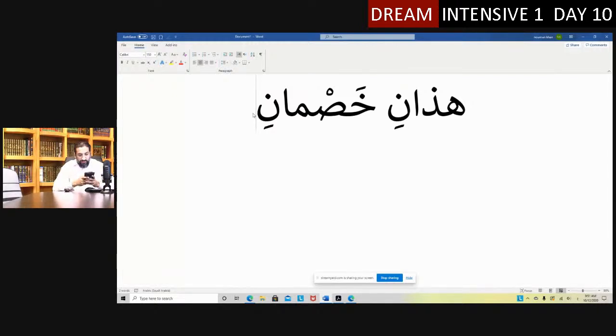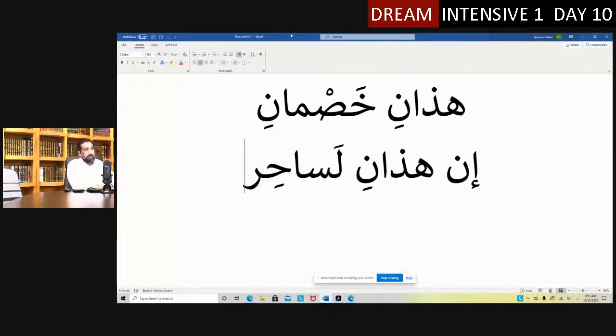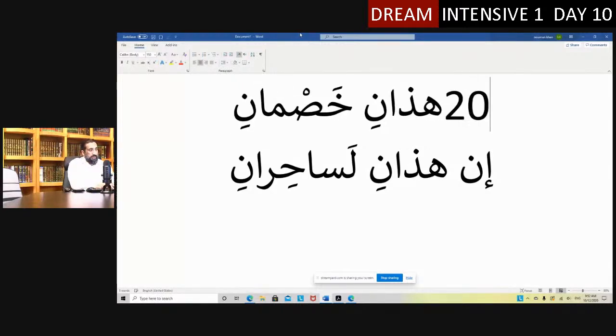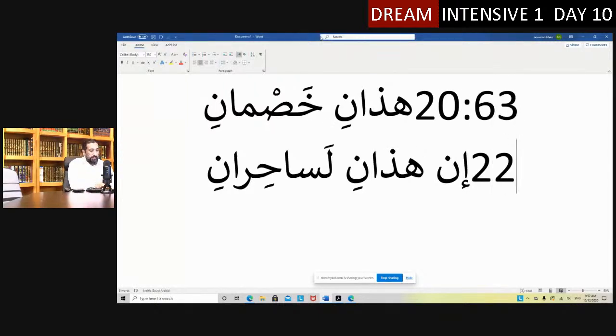In Arabic. I have an iPhone, but I think it's on Android also. There are 2 places: in hadani la sahirani. Those are the 2 places in the Quran. The first one is Taha, 20:63, and the second one is 22:19, sorry, not 19:22, 22:19. So this one is 20:63, and this one is 22:19.